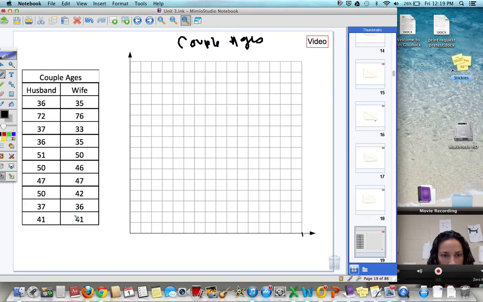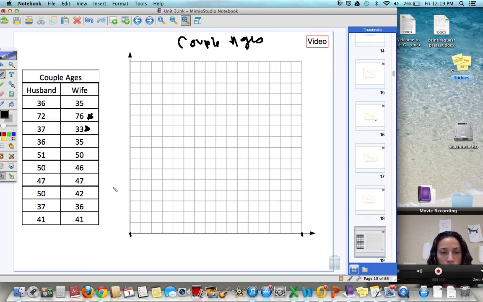My lowest number, I think, is 33. Let me just double check. Yep, lowest number is 33, and my highest would be 76. Now, it's not just in the wives' column, I'm looking at all of them. It just happens that both the highest and the lowest are in the wives' column. So I'm starting here, and I want to go to here, and I have 15 lines.